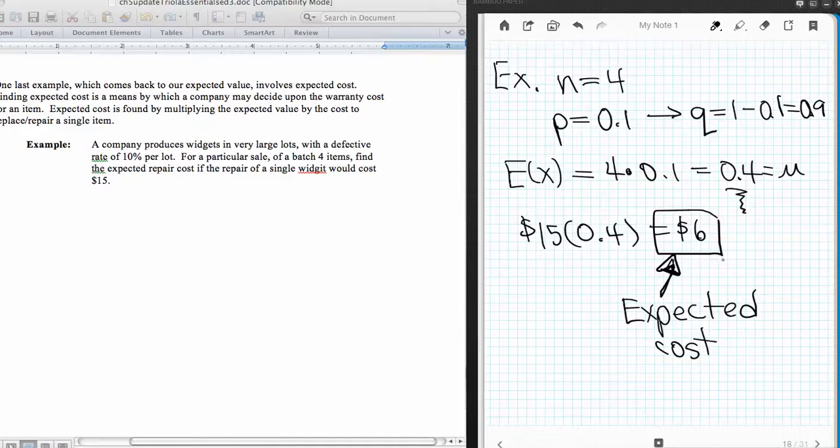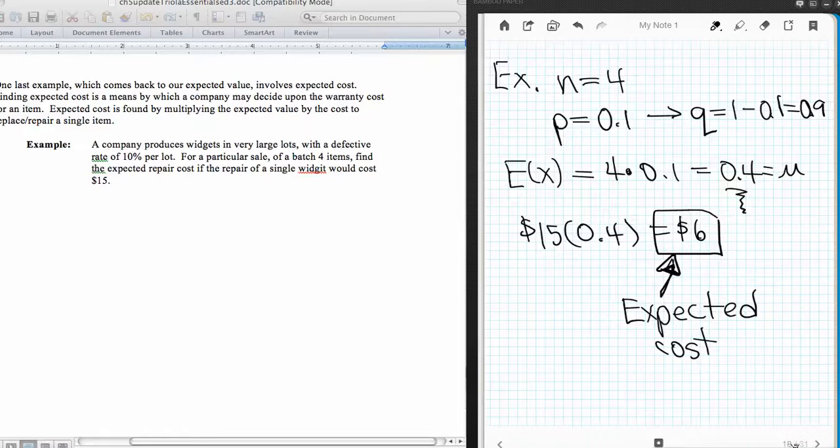And of course, they're going to charge more because they want to make money on their warranties. So they might charge a $10 warranty cost on these widgets, and then they would be making a profit of $4 every time. So their expected profit would be 4 times 0.4, or $1.60, right? They expect a profit of $1.60 for every widget that they sold a warranty on.